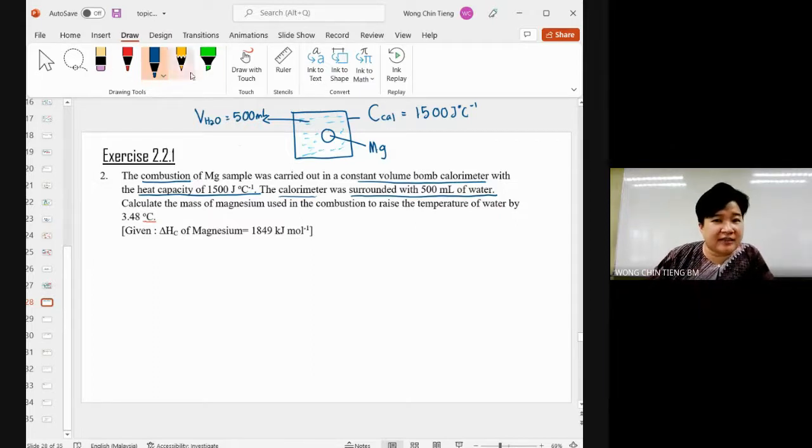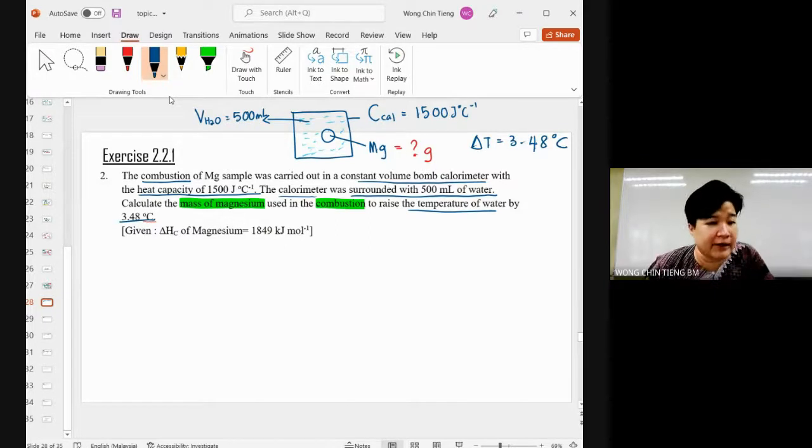So question asking for what? Question asking for the mass of magnesium used in the combustion. I'm looking for magnesium how many gram? When the delta T is given, 3.48 degrees Celsius. So soalan dah bagi delta T equals to 3.48 degrees Celsius. Okay. Setuju setakat ni? Kalau setuju, let's go for the heat release in the reaction.